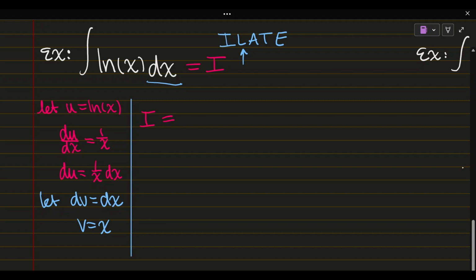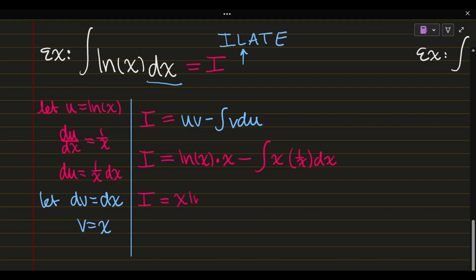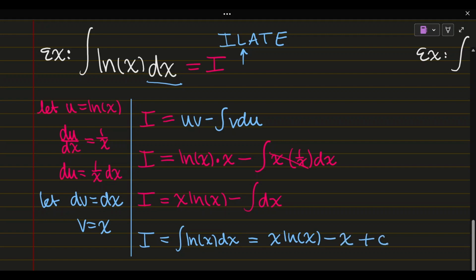And I is going to be equal to the integration by parts formula, uv minus the integral of v du. So I is going to be, let's see here, my u is ln x, my v is x, minus the integral of v is x, du is 1 over x dx. Okay, so this tells me that I is equal to x ln of x minus this x and this x will cancel because I have one in the numerator and one in the denominator. So I have the integral of dx, and that's just x. So this tells me that I, which is equal to the integral of ln of x dx, is x ln x minus x plus c.